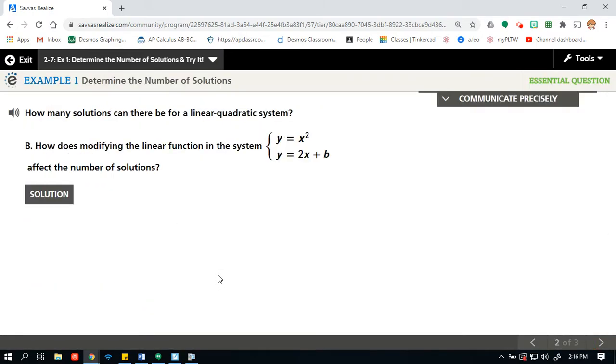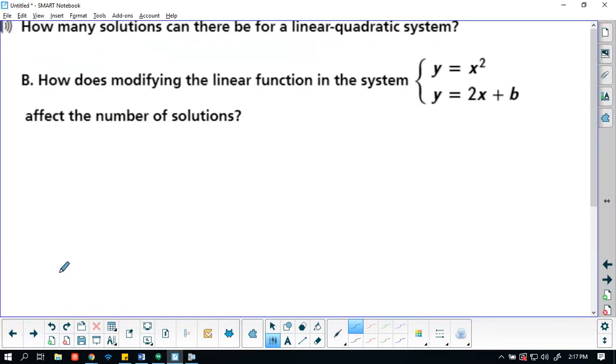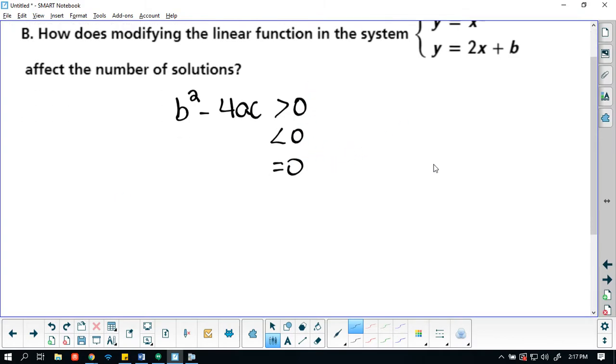Okay, so part 2, how many solutions can there be for the linear quadratic system? How does modifying the linear function in the system affect the number of solutions? So I actually was prepared today. I pulled this down right away. I'm going to use the discriminant for this. So this is that idea of the b squared minus 4ac being either greater than 0, less than 0, or equal to 0, and the types of roots that you get. All right, so I am again going to do substitution.